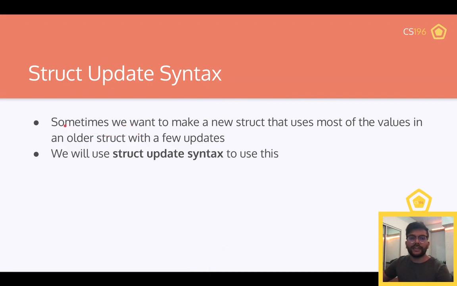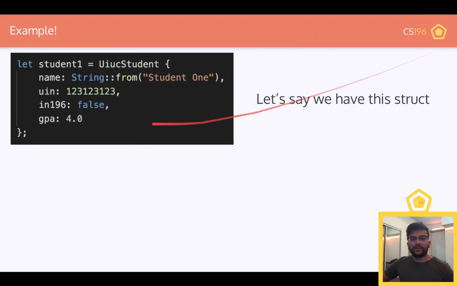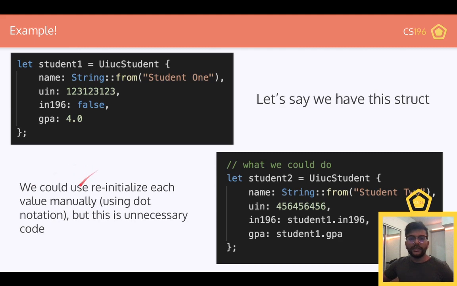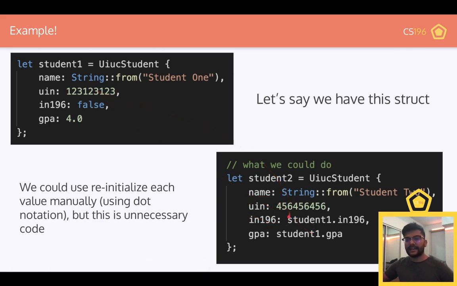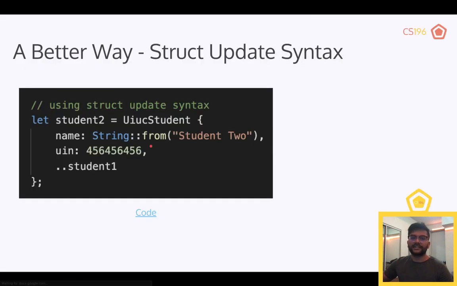So sometimes we want to make a struct that uses most of the values in an older struct with a few updates. So we will use struct update syntax to do this. So let's say we have this struct here. This is our student 1. These are all their pieces of information. What we could do is reinitialize all these for student 2 with similar values. So we can call this person student 2, give them their UIN, but then copy over student 1's GPA and student 1's in 196 status. But this is unnecessary code, and again, Rust helps us be lazy and speed up this process.